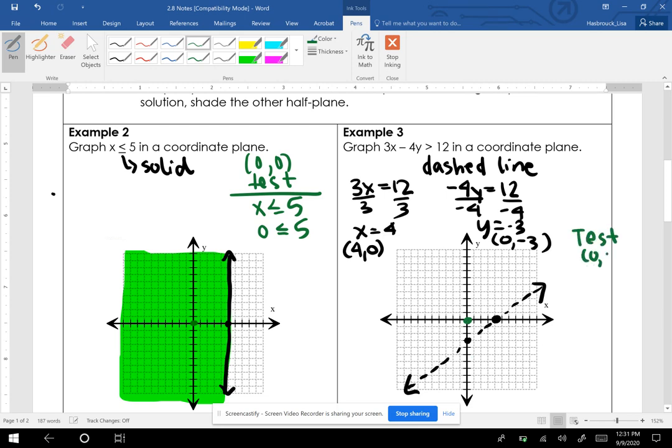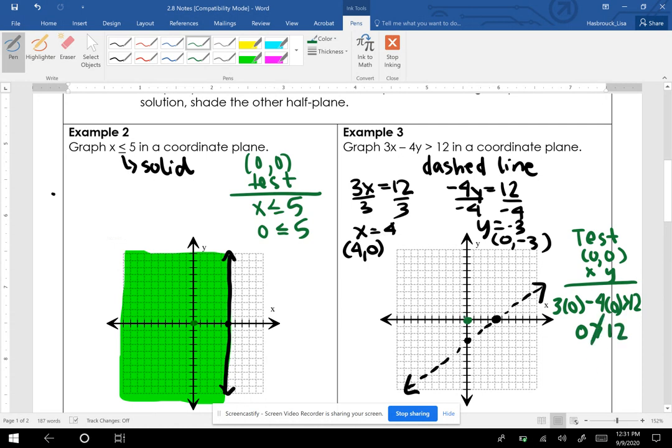When I test (0, 0), I'll replace both x and y with 0 in my original problem. So 3 times 0 minus 4 times 0 is greater than 12, and I need to see if that's a true statement. Well, 3 times 0 and 4 times 0 both equal 0, so I get 0 is greater than 12. This is not true.